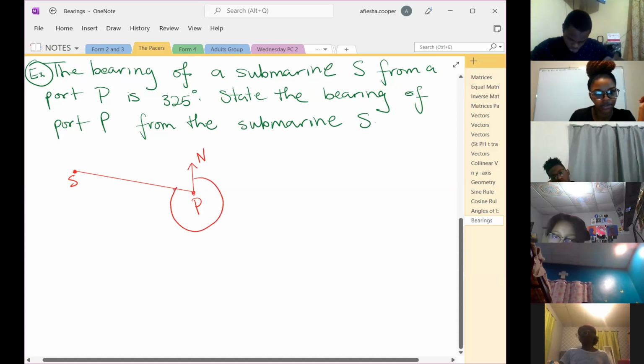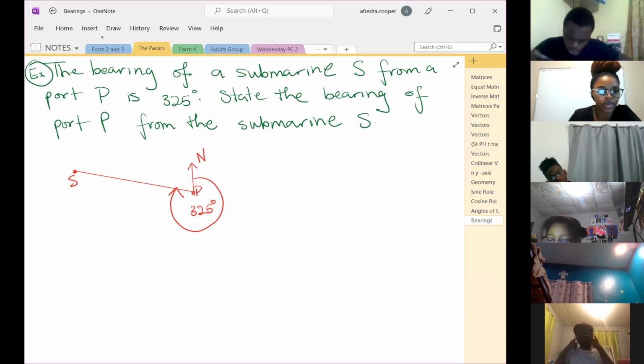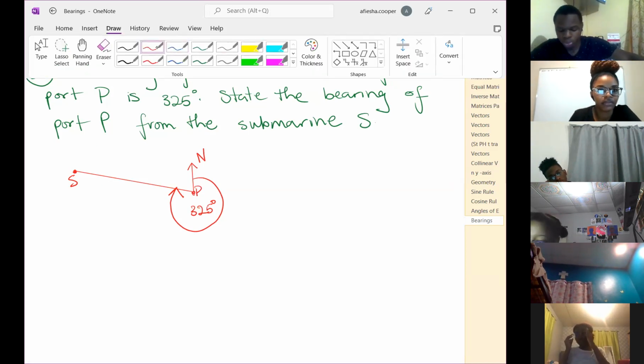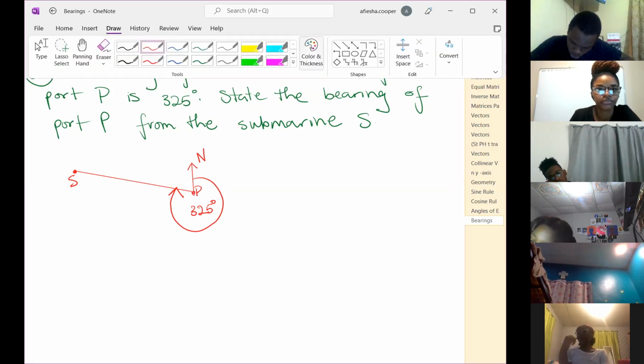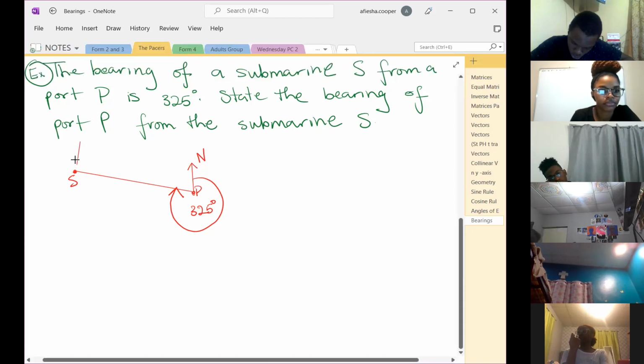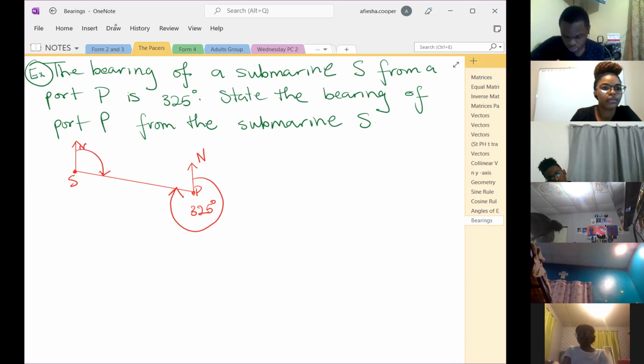So this more looks like it, right? So 325 degrees. All right, state the bearing of port P from S. So now we go back and we create a north line at S. And we go here. All right, how to work that out?